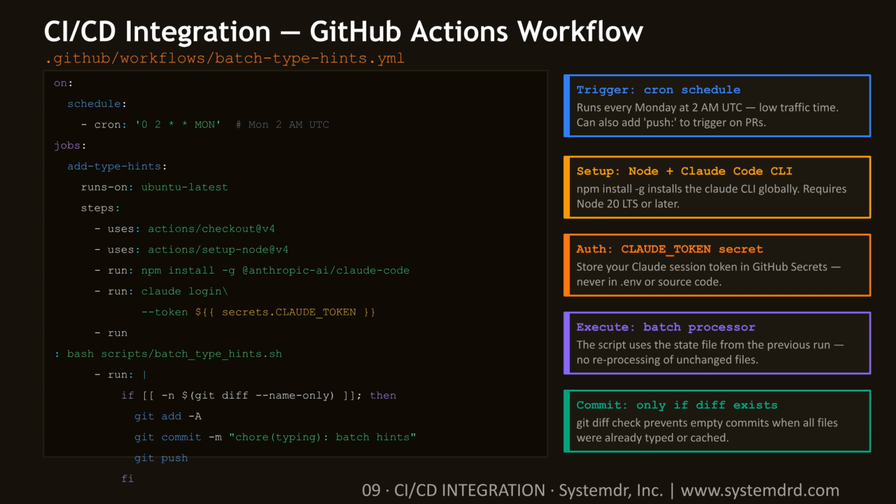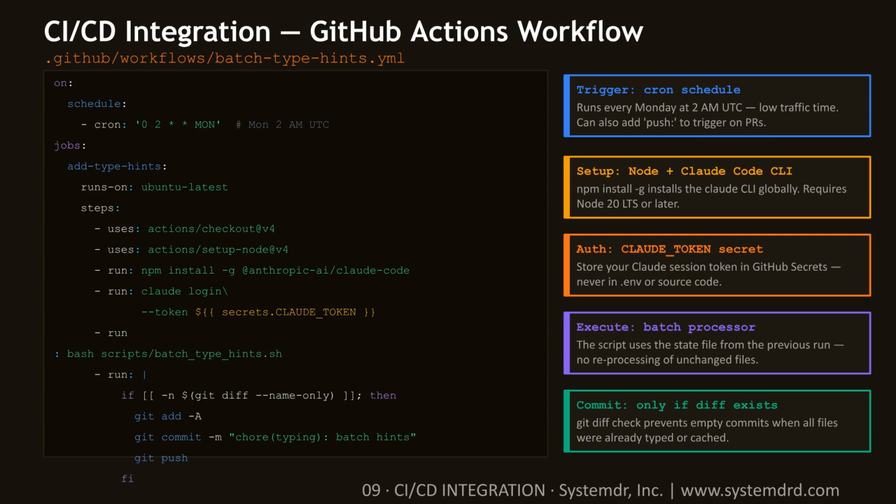You can also add push triggers or pull request triggers to run the processor whenever new Python files are added to the repository. The Claude login step authenticates using a session token stored in GitHub Secrets. This is the same token you use locally when you run Claude login interactively, but here it is passed via the token flag for non-interactive environments. Never hardcode this token or commit it to source control. GitHub Secrets encrypts it and injects it at runtime.